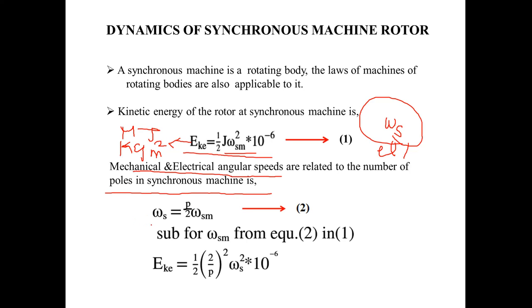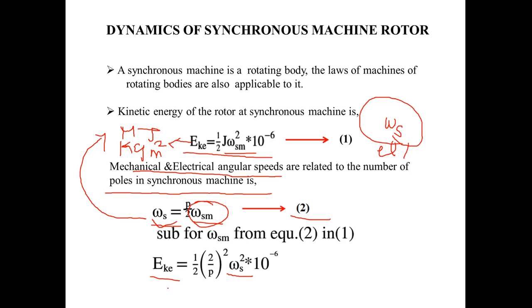Generally the electrical angular speed omega s will be equal to P by 2 omega sm. This is equation 3. I am going to substitute this in the first equation. So I get E suffix KE, the kinetic energy of the rotor, equal to half into 2 by P whole square omega s square, cross multiplying to get omega sm, so 2 omega s by P whole square into 10 power minus 6 megajoules.